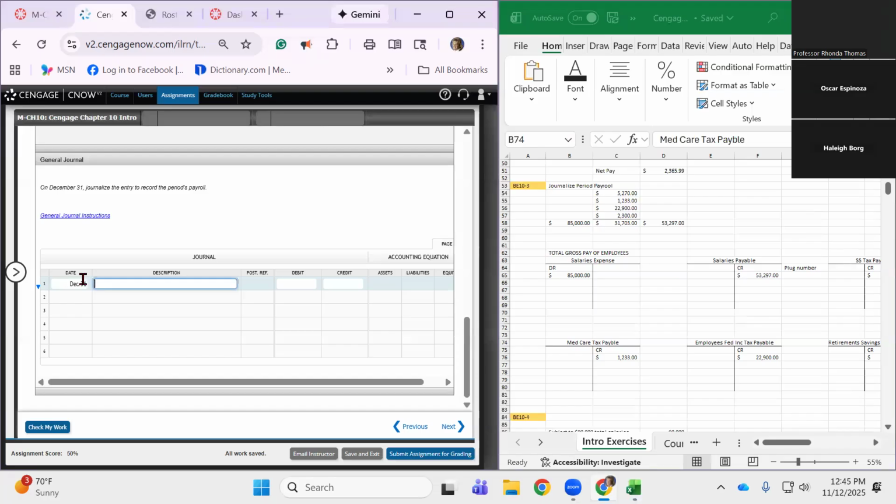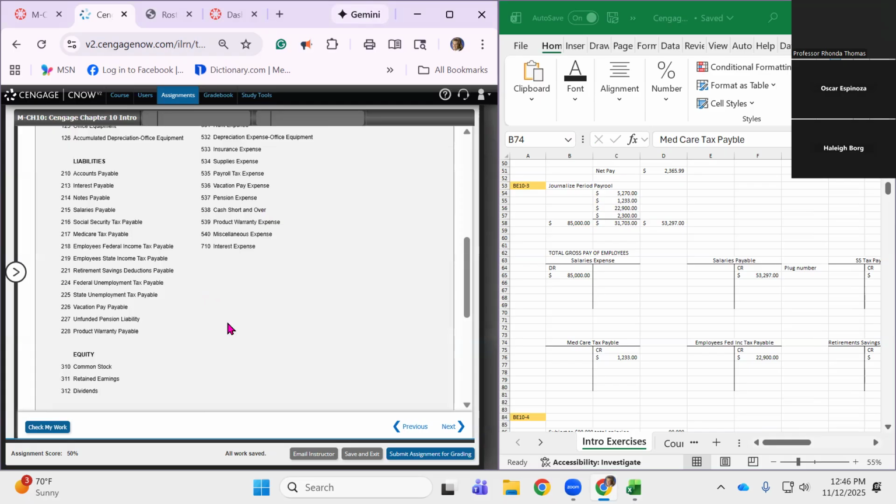Okay, the first thing that we're going to put in is salaries expense of 85,000. Okay, that's the debit. Now here comes the rest. Then we'll put salaries payable at the bottom, because we have 1, 2, 3, 4. Let's put it at the bottom because it's the plug number. So you could put all this in and wait to see how much you need there.